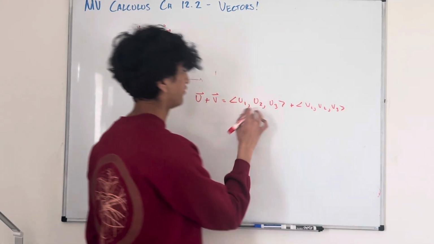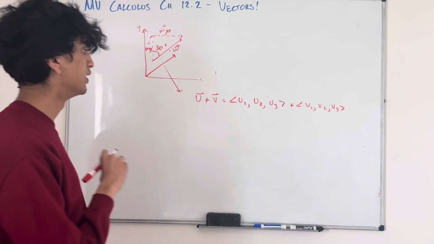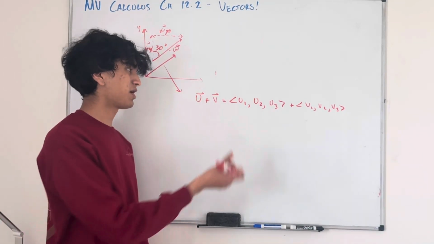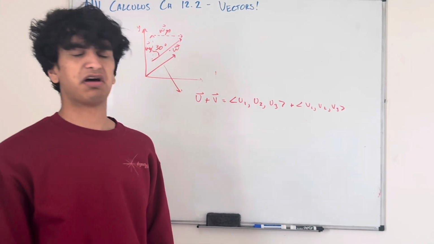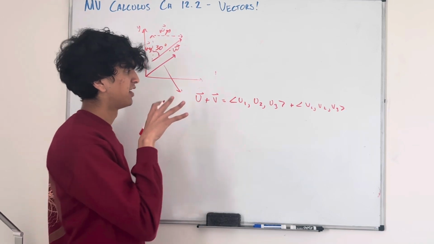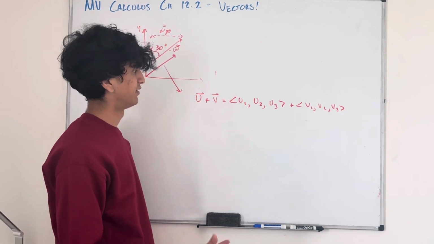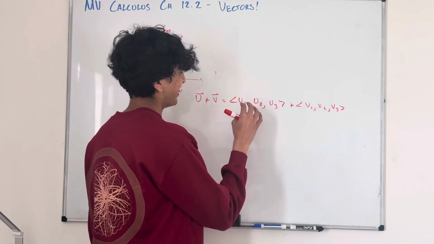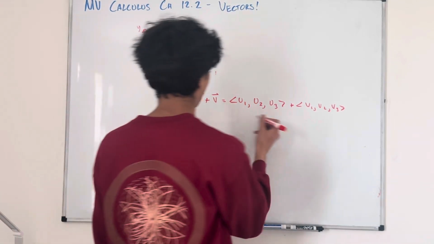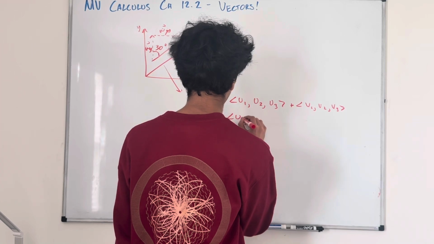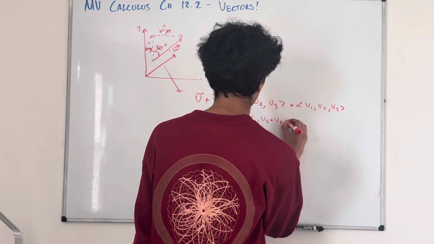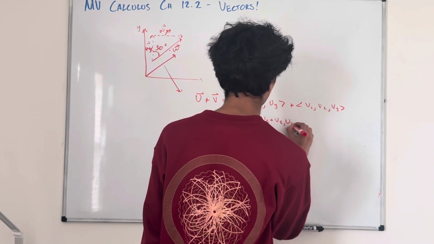Remember, I'm not adding vector notation here because it's not a vector. I'm not making a vector of vectors. I don't think that can be a thing, but I'm also not that advanced in math, so maybe I don't know. But these are numbers, right? They're representing the magnitude of the component. So if I were to add these, this is actually the same as doing u1 plus v1, u2 plus v2, comma, u3 plus v3.